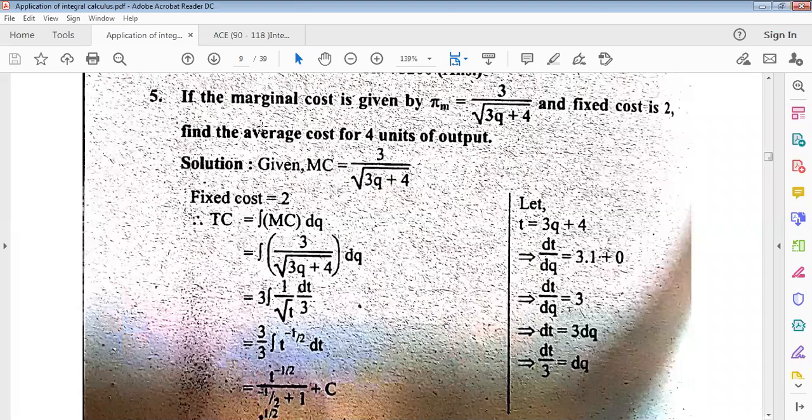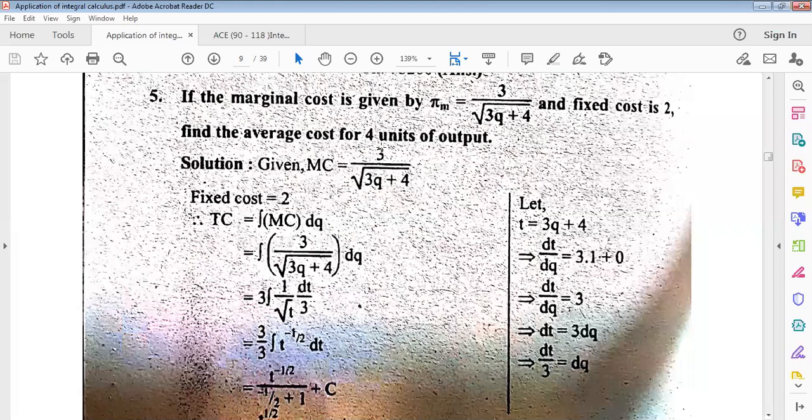Next example: the marginal cost is given by 3 divided by the square root of 3q plus 4. Q is the quantity, the number of units produced, and the fixed cost is 2 when x equals 0. Find the average cost for 4 units of output. If x equals 4, then we have to find the average cost.